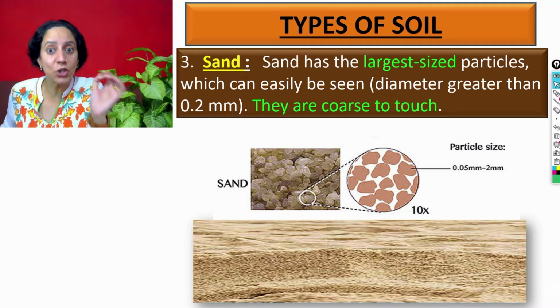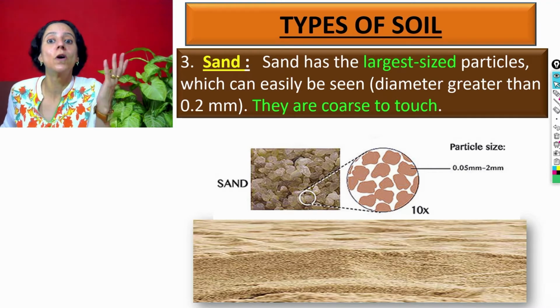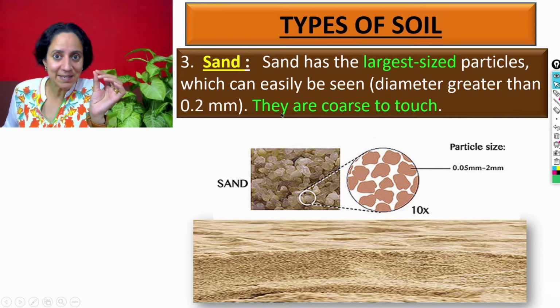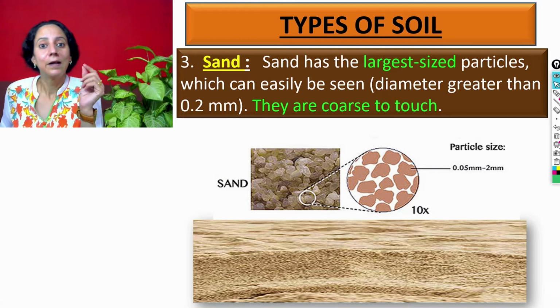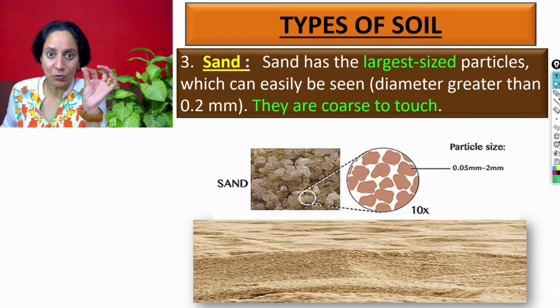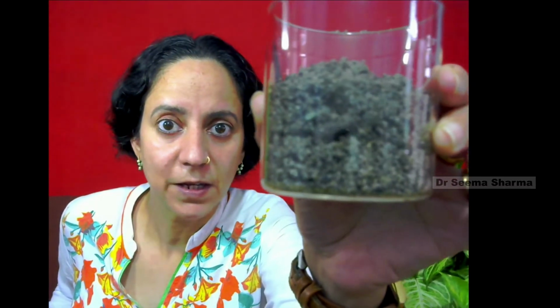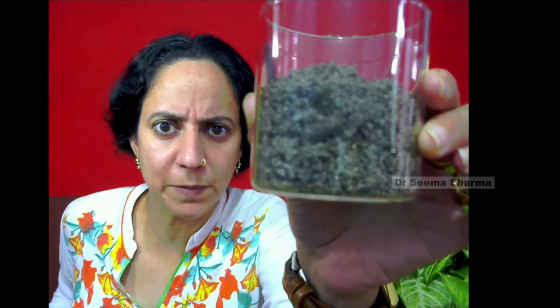It can be from 0.2 millimeter to 2.00 millimeter. And because the particle size is large, it is coarse to touch. If you feel it, you will feel that it's rough. Children, I too have sand to show you. So this is sand. You can see the individual particles are also visible.